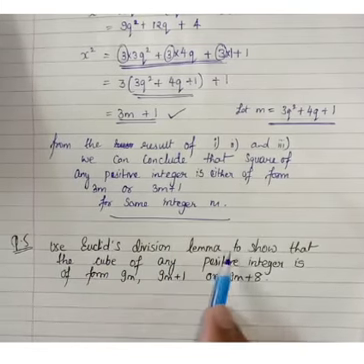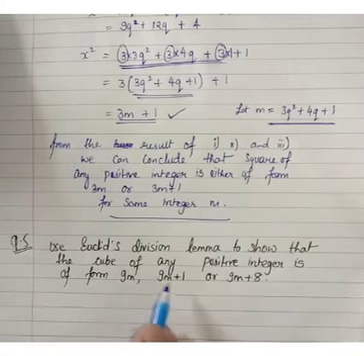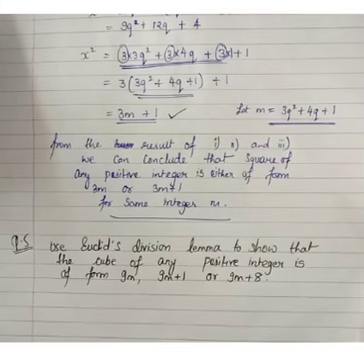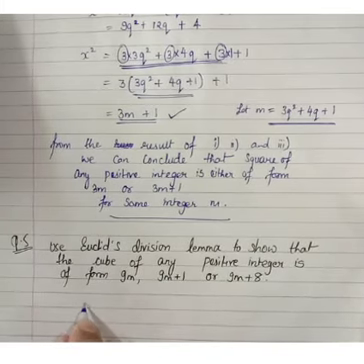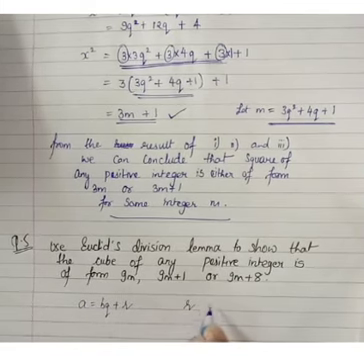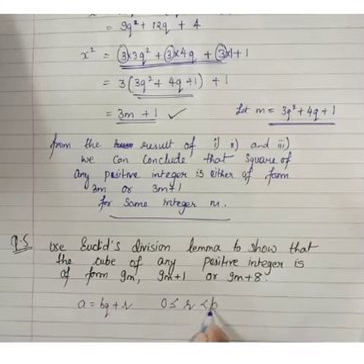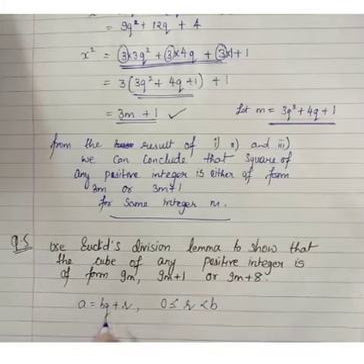Use Euclid's division lemma to show that the cube of any positive integer is of the form 9m, 9m plus 1 or 9m plus 8, where m is again some integer. Right? So for this question, suppose our Euclid's division lemma says that a is equal to bq plus r, and the r value is greater than or equal to 0 and less than b. So as per this, if you compare this with this, you will get bq plus r, that is 9m plus 1, 9m plus 8, and here nothing is there, so 9m plus 0.